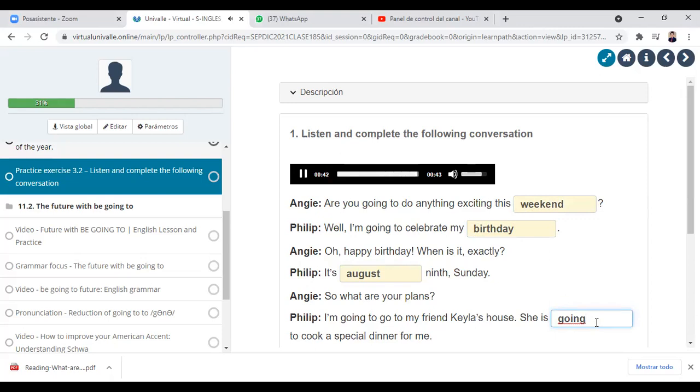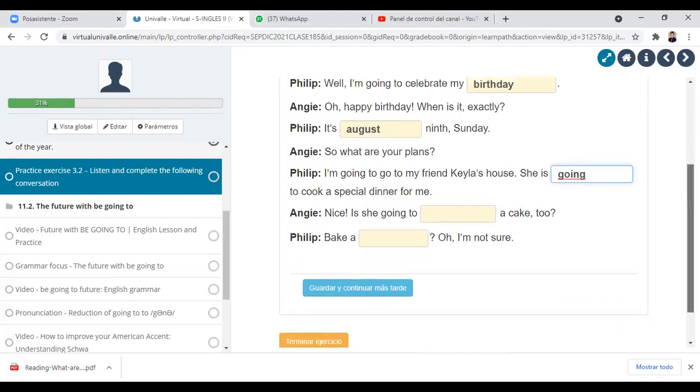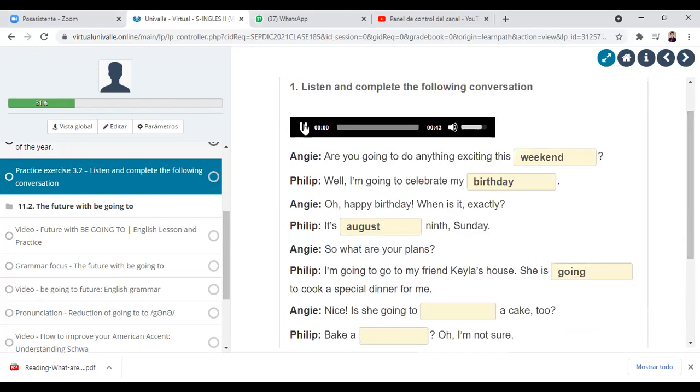Okay, so it means that you're going to play the track. You are going to listen to the conversation, and at the end, you are going to fill in the blanks with the missing words to complete that conversation. Okay, so let me play it once again.